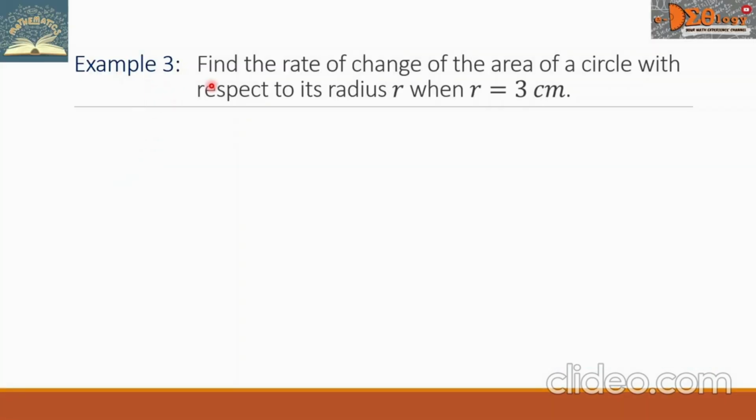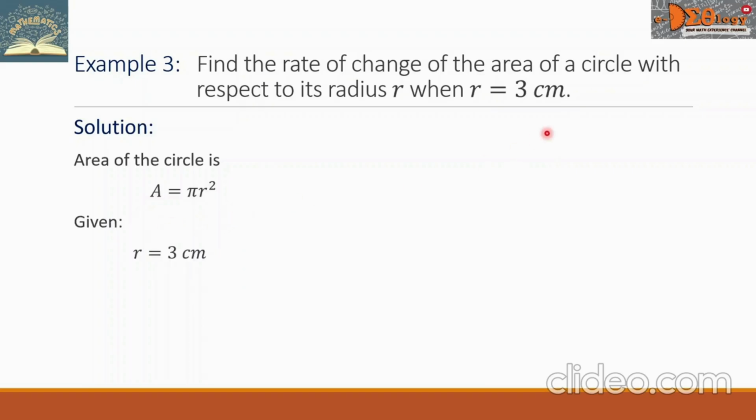Example 3. Find the rate of change of the area of a circle with respect to its radius r, when r equals 3 centimeters. The problem talks about the area of a circle. Therefore, we need the area formula. So it is here. Then let us write the given. The only given here is the radius, that is 3 centimeters.